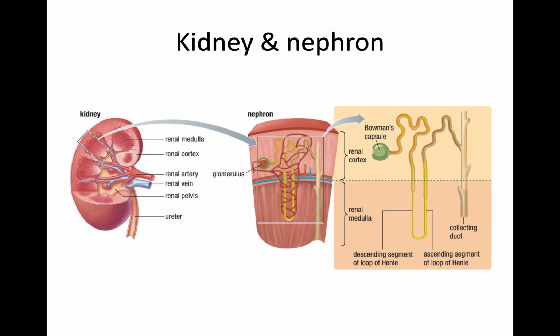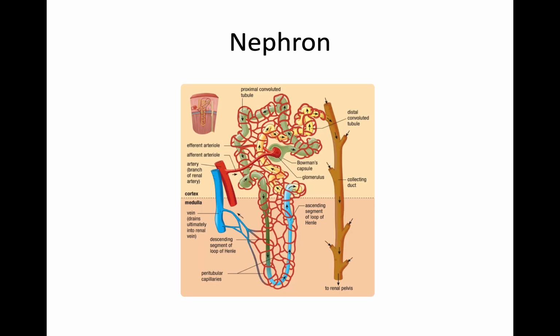In the middle here, you see the functional unit of the kidney, which is the nephron. Here's the nephron, and you can see it's covered in little capillaries, which pick up water and ions to come back to the body from the interstitial fluid.